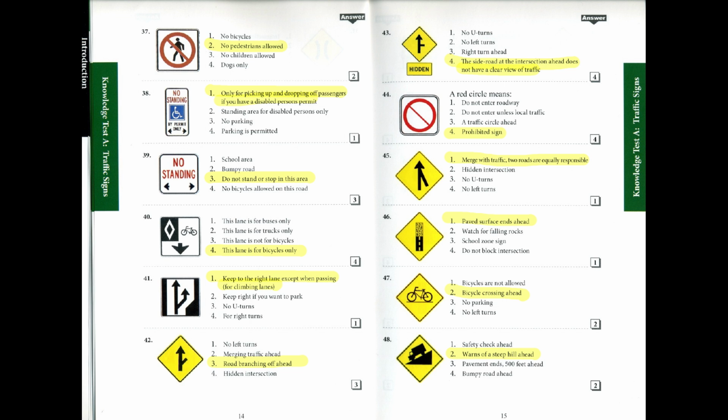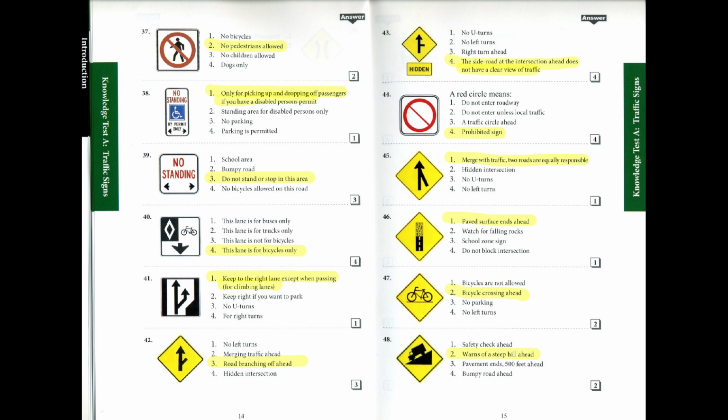Number 41. Keep to the right lane except when passing, for climbing lanes. Number 42. Road branching off ahead. Number 43. The side road at the intersection ahead does not have a clear view of traffic. Number 44. Prohibited sign. Number 45. Merge with traffic, two roads are equally responsible. Number 46. Paved surface ends ahead. Number 47. Bicycle crossing ahead.